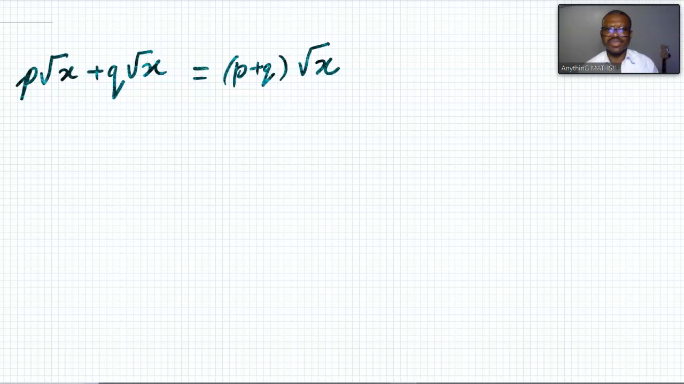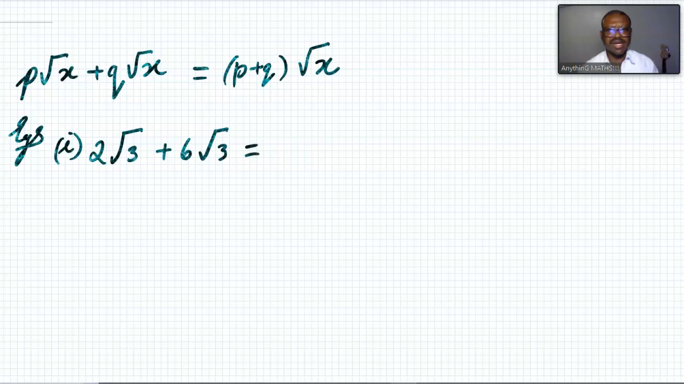Let's look at an example to demonstrate this. So examples, it's always 2 root 3 plus 6 root 3. Applying the rules, we add because they all have root 3. It's a matter of adding the numbers 2 and 6 here, and you're going to get 8 root 3.